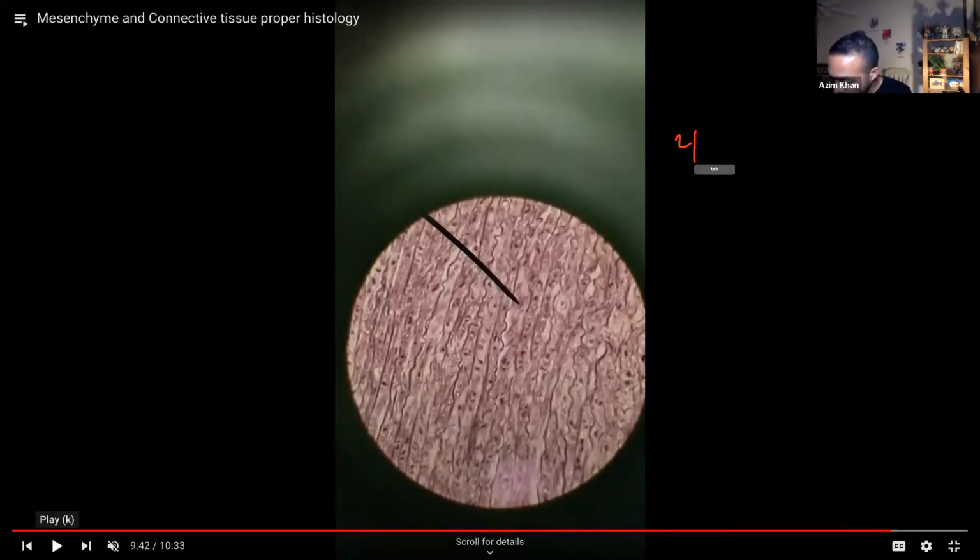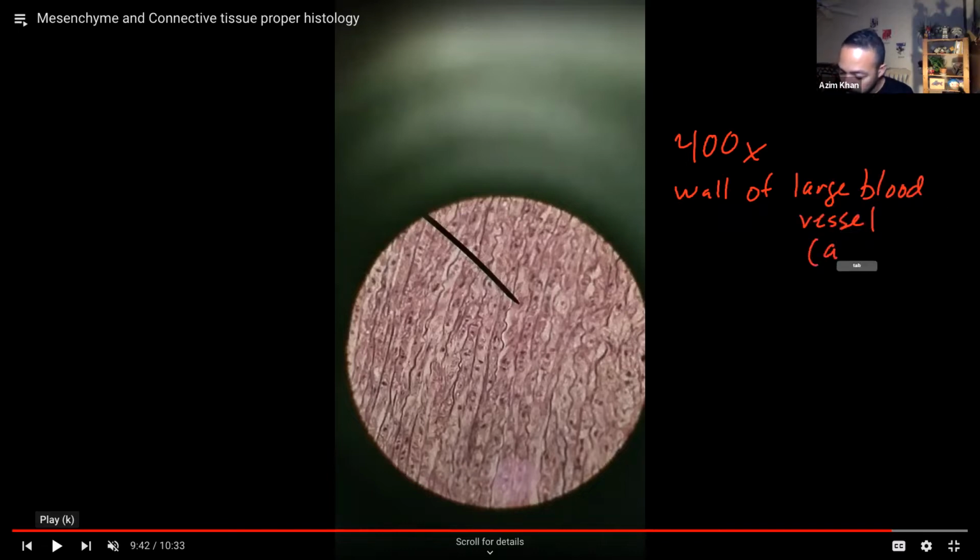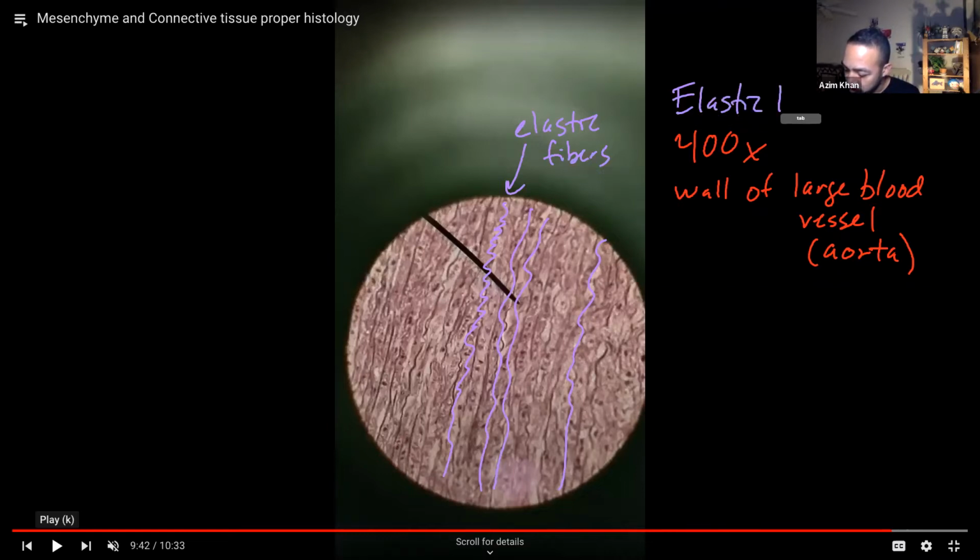All right, 400x. This is the wall of a blood vessel. If you're familiar with the aorta, this is the middle of the aorta. You can see these dark squiggly lines in the middle here. Those are elastic fibers. This is elastic tissue.